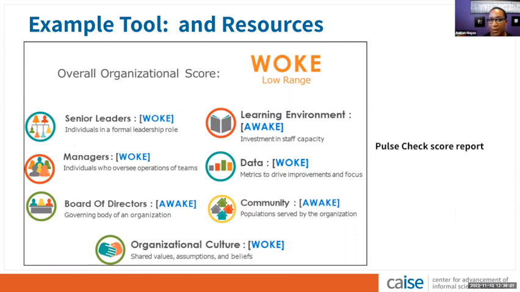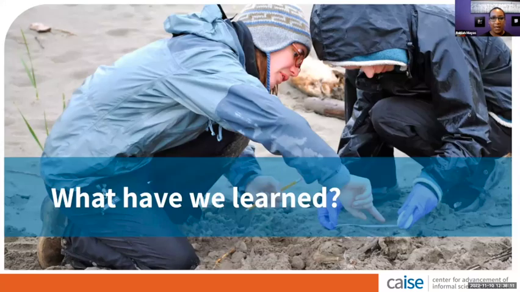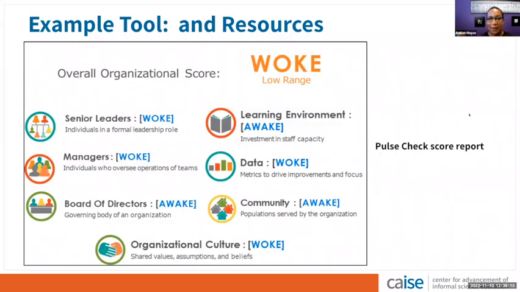We all had different perspectives on CASE. We had come to CASE at different times and with different roles. But ultimately at the end, where we landed was struggling to decide whether CASE was in the awake phase or in the woke phase. We all thought we were kind of in the middle, and the report actually did end up coming back with a score that was consistent with that, which was nice to see.